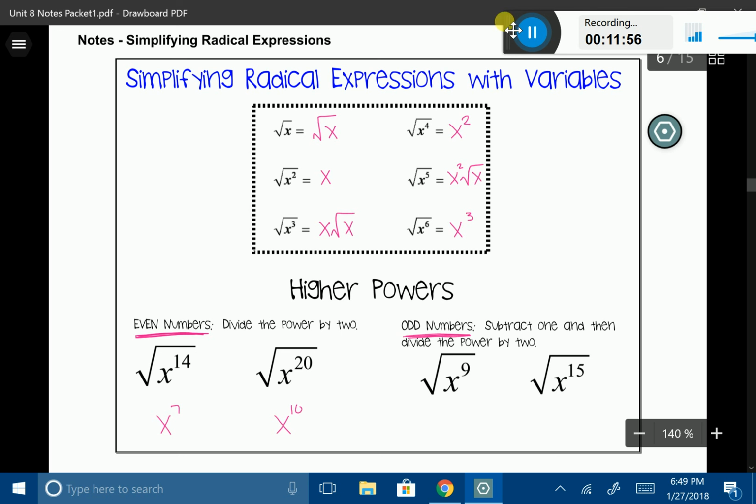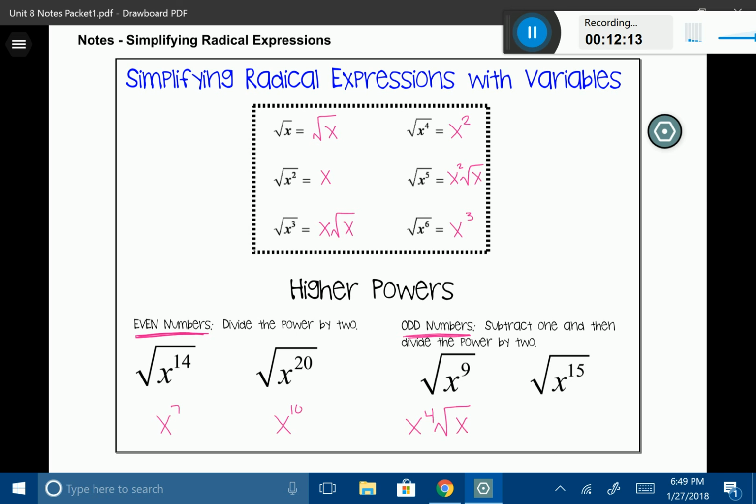So in this case, I have x to the 9th. I would subtract 1, which would give me x to the 8th. And then I would divide the power by 2. So I'm going to have x to the 4th, and then I'm going to tack on a root x at the very end. Let's try another one of those.